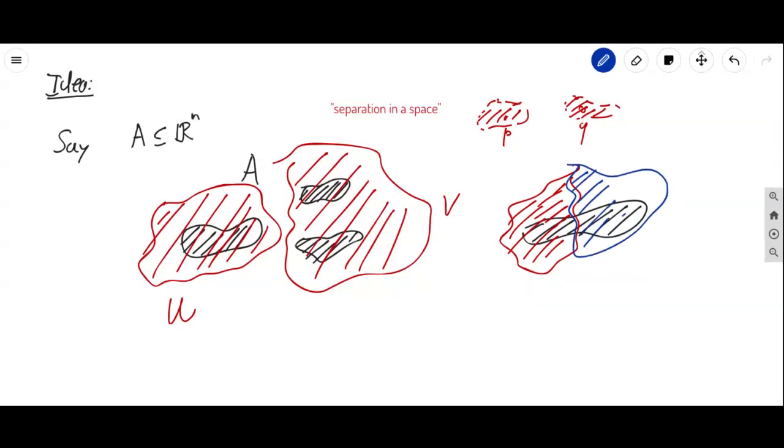The problem is then they're overlapping with each other. That's where the problem becomes. So if it's connected, then when you try to do this kind of separation, they end up intersecting with each other.